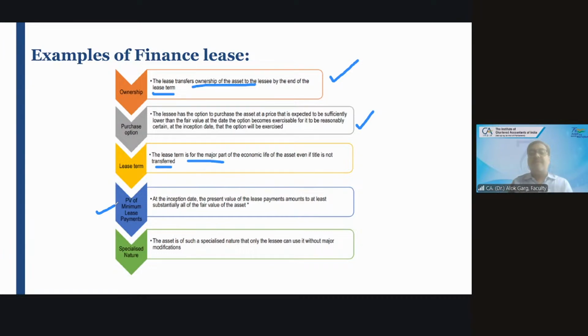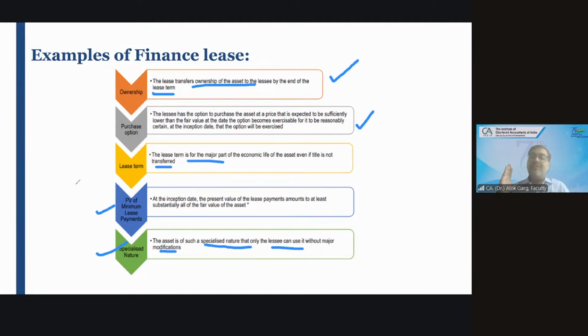Right. Specialized nature. If the lessor is manufacturing the asset for the purpose of the lessee only, it is a customized asset. In that case, it will also be considered as a finance lease. The asset is of such a specialized nature that only the lessee can use it without major modifications. Okay. This will also be considered as a finance lease.